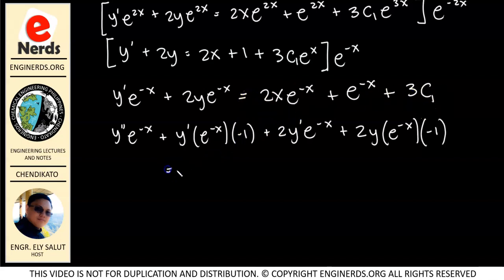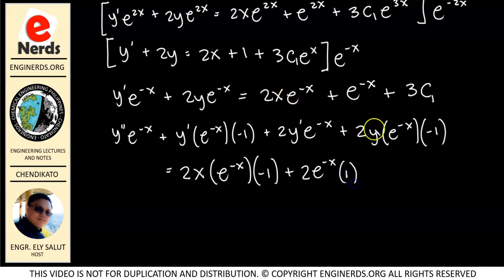So, I will have here equal. Ito na yung ating equal sign. Now, the derivative of this, ito munang kunin natin. What's the derivative of that term? So, I will have 2x, then the derivative of e to the negative x. So, I will have e to the negative x times the derivative of negative x, which is negative 1. Then plus 2 e to the negative x, the derivative of x, which is 1.